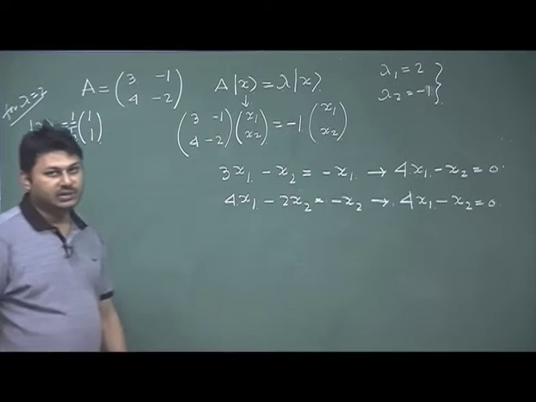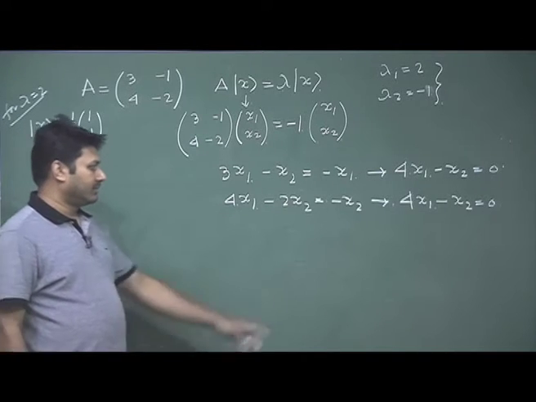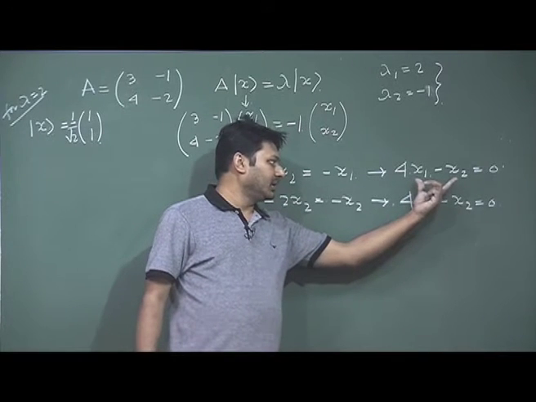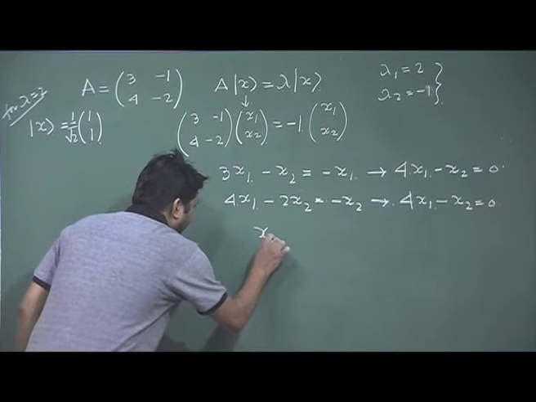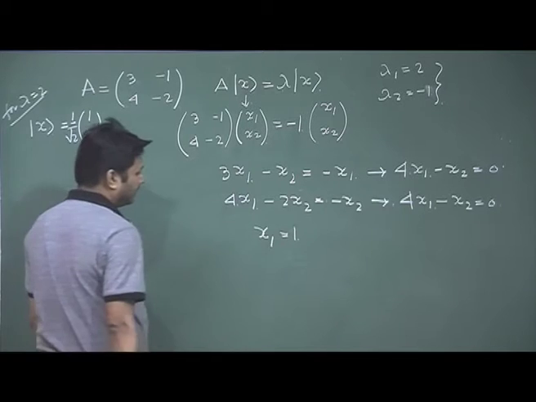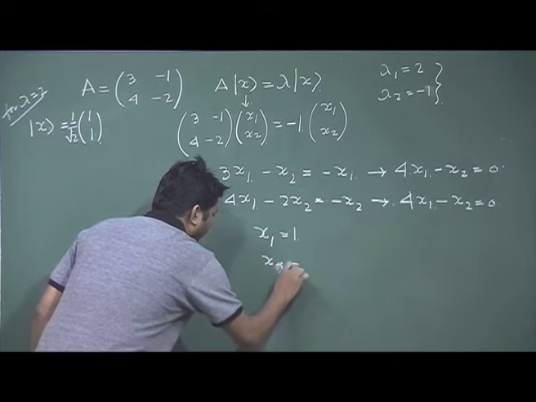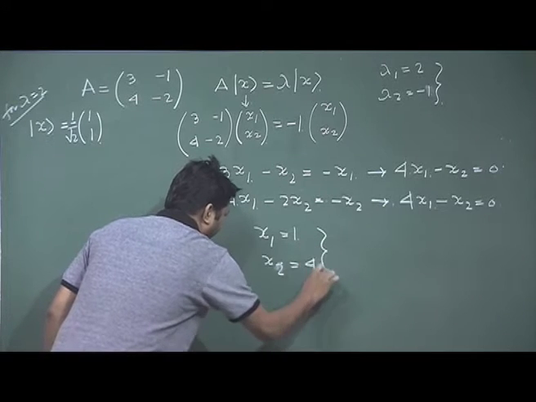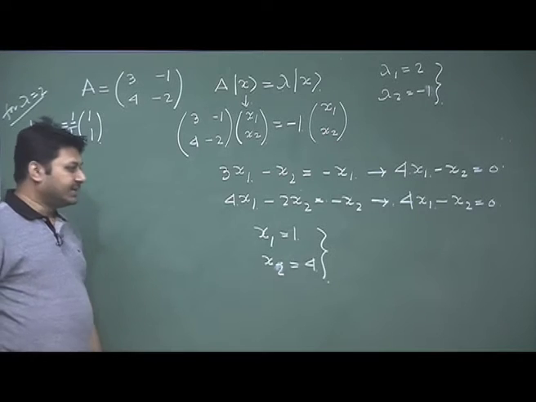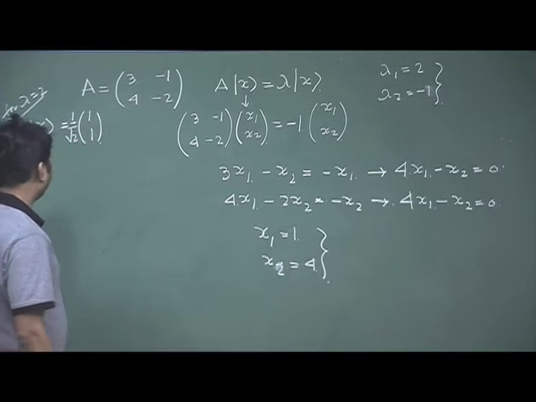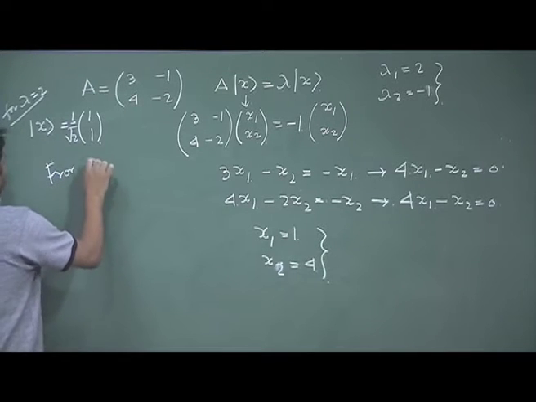So two same equations I always get. And now again, if I put one value, then I need to find what the other value is. So if I put x1 equal to 1, x2 will be equal to 4. So what will be the eigenvector for that?